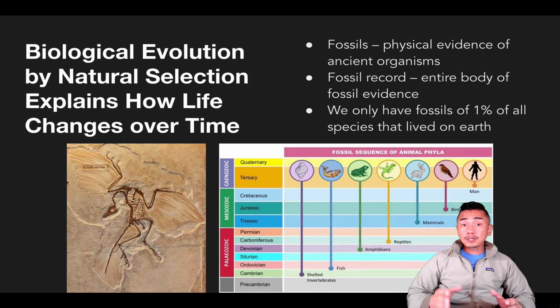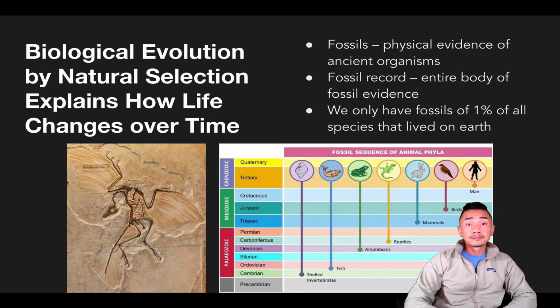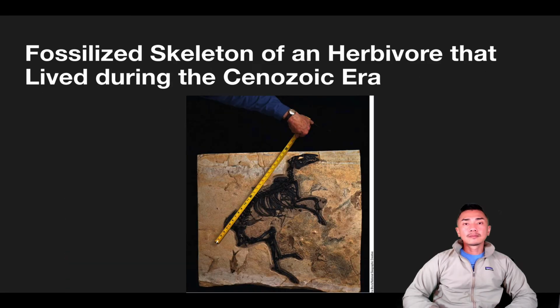Most organisms do not leave behind fossils after they die. It's estimated that only 1% of all species that have ever lived on Earth have left fossils for us to find. This is a photograph of an ancient horse. Modern horses evolved from horses that were the size of medium-sized dogs.